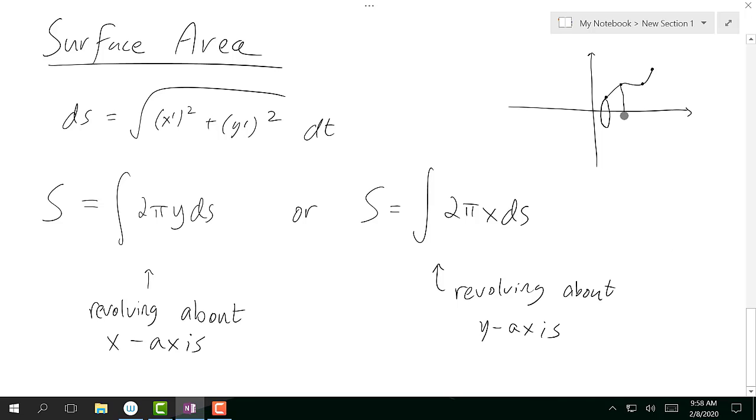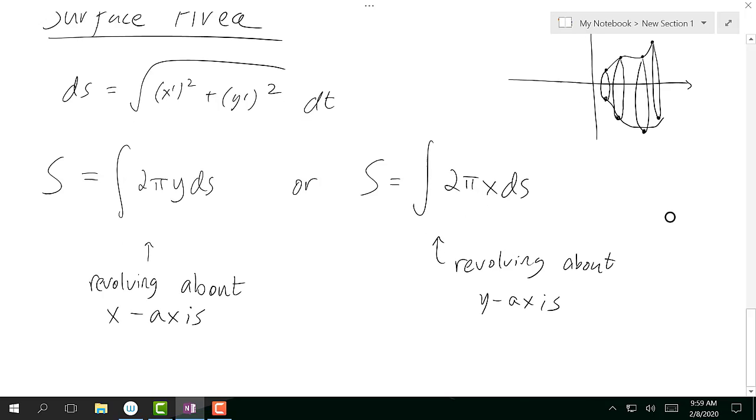You do that to every point along this graph. Keep going, something like this. Maybe a little exaggerated. And basically what you're going to get is some figure. Maybe think of it as some pot, some vase, something like that. And then we're just looking at the surface area of that object, however much stuff it has on the outside. So these are the equations that we're going to work with. Let's do one quick example, and then we'll move on to polar functions.